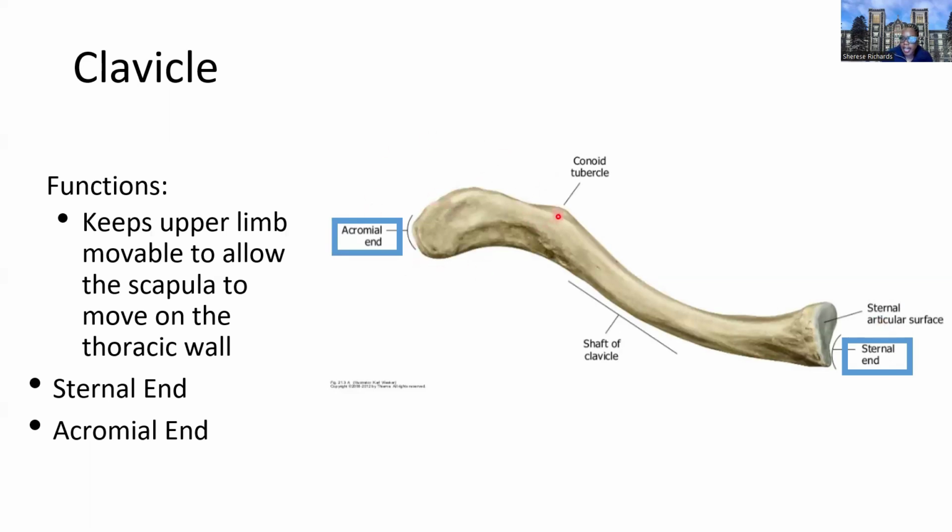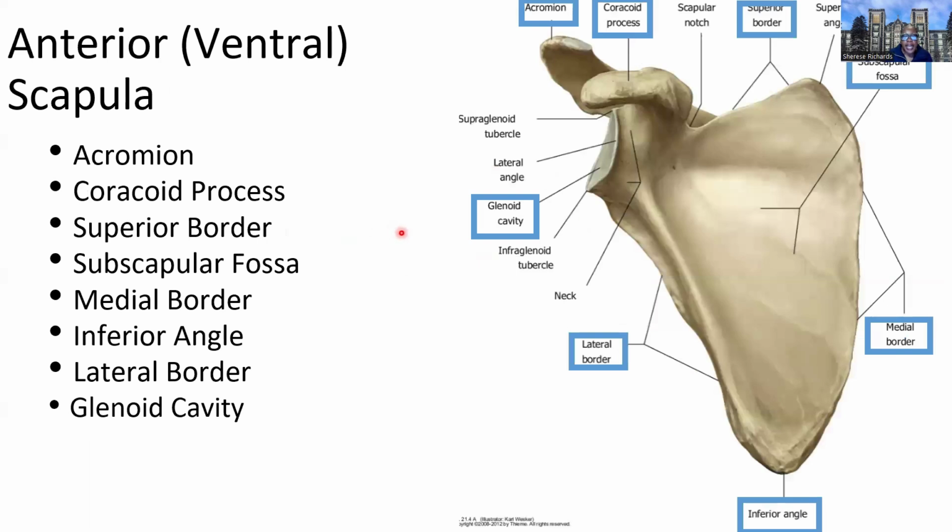Okay. It does have other bumps and landmarks, and it does have a convex edge and more of a concave edge as it curves from the medial end to the lateral end. It articulates at the acromion, so this is the acromion of the scapula, to form this shoulder girdle, right? Together, both of these bones form the pectoral girdle.